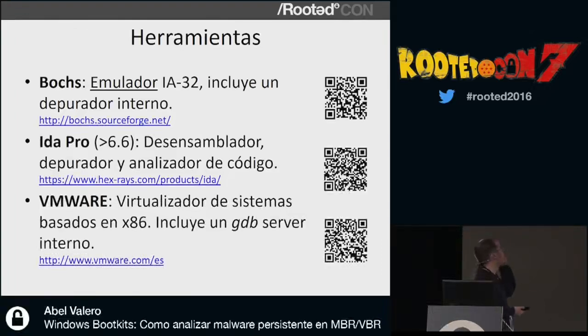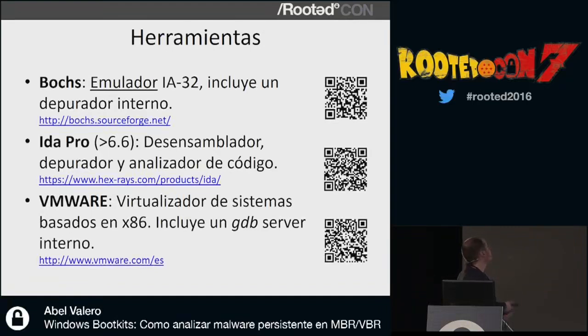Here you have the URL, and then something to disassemble the code, we'll use IDA, and we use a virtualized system. This is an emulator, this is a virtualizer. Emulators emulate using code, but virtualizers use the CPU itself. Intel gives you the ability to do virtualization using their systems.